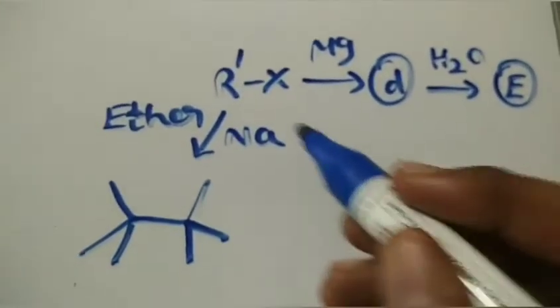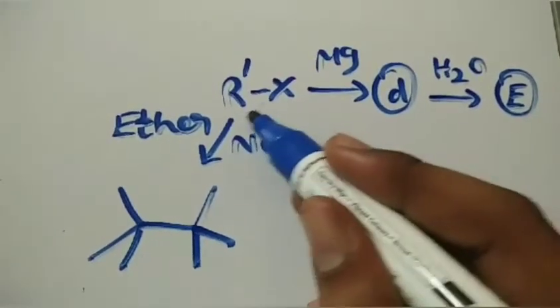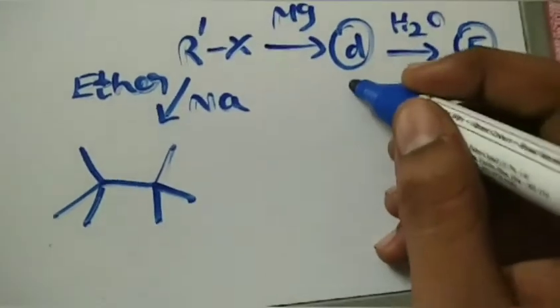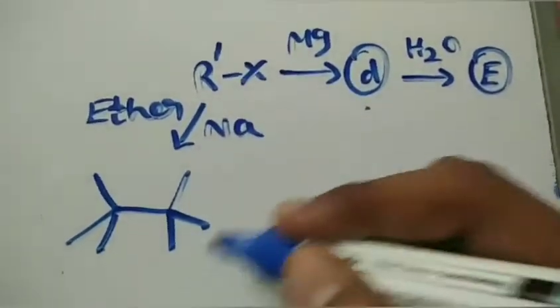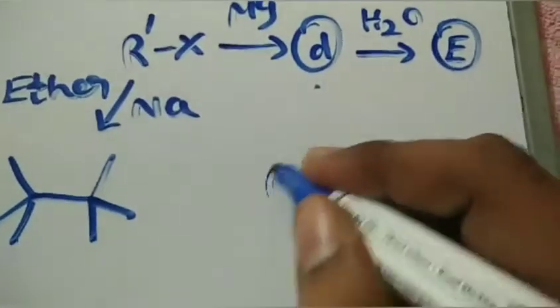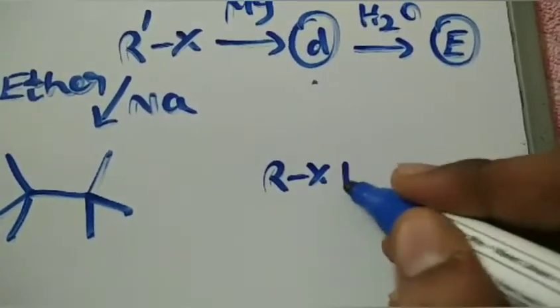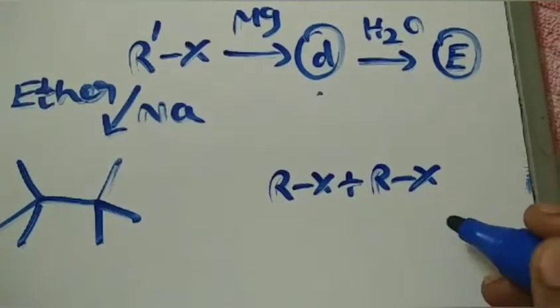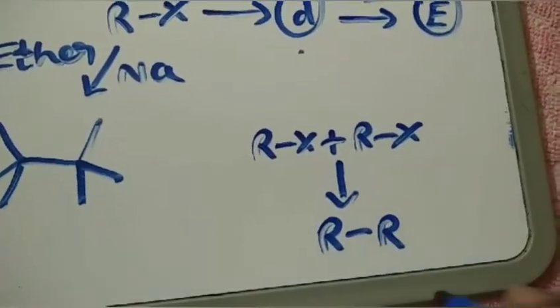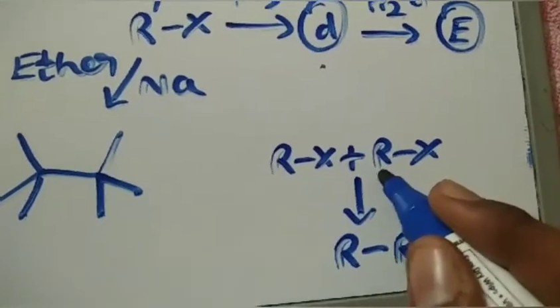Refer to the NCERT. Some R' of X. Sorry, R'X. That with Mg, what will happen? Okay, we'll just go this side. R'X reacts with Na. What is the general reaction? RX plus RX, if you consider, what will happen? This is Wurtz reaction. RR will be formed, correct? This R and this R will get attached.